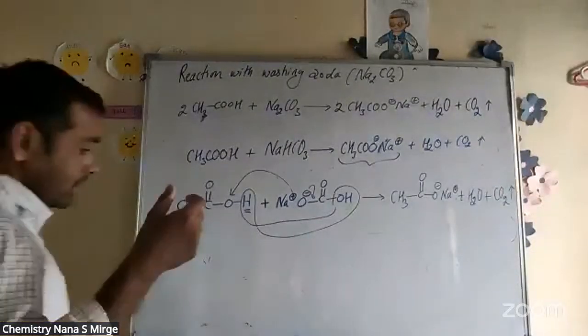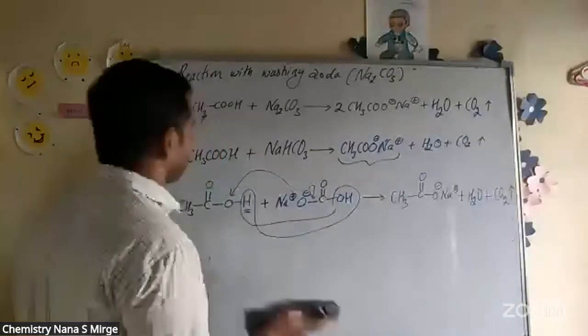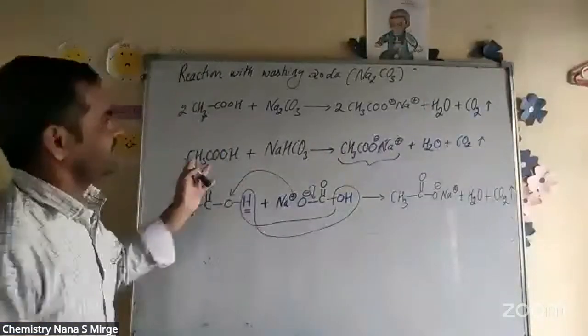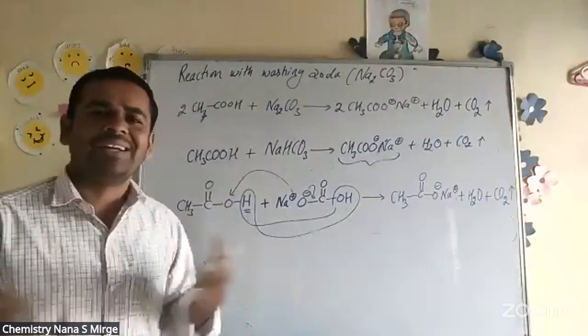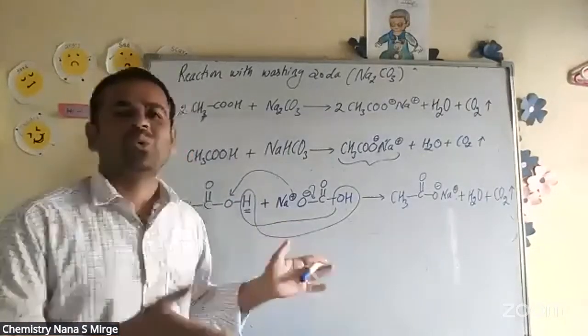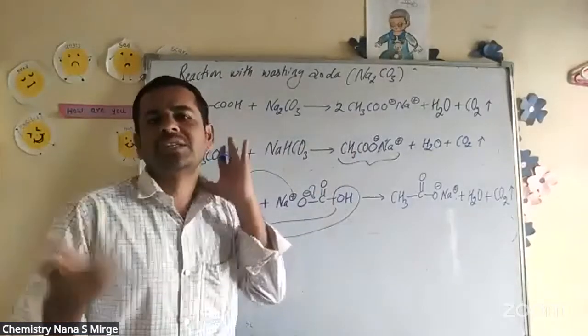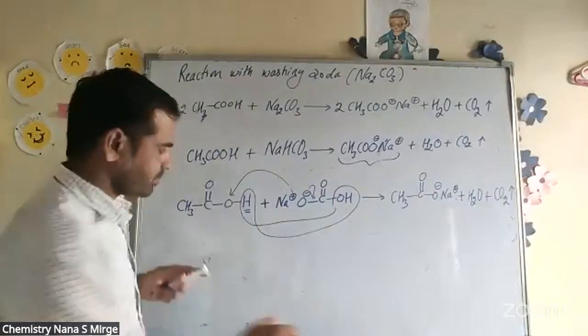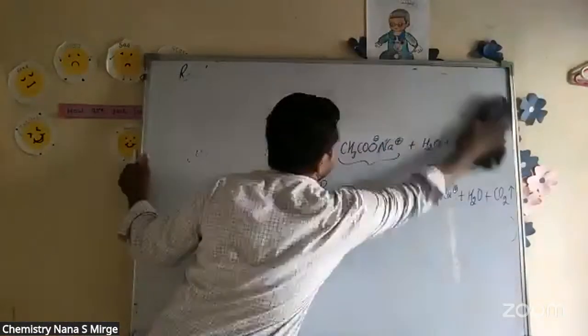So, have you got this reaction? Okay, you have no problem. This is a very simple reaction. When baking soda is reacted with acid, or washing soda is reacted with acid, there is always a formation of salt every time. Okay. Then the next reaction is the esterification reaction.